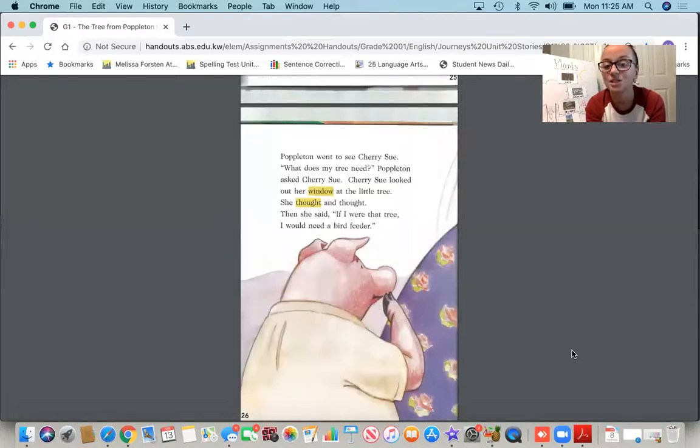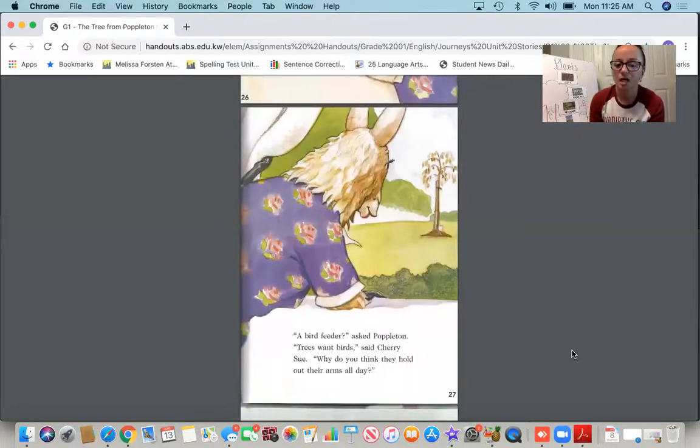Poppleton went to see Cherry Sue. "What does my tree need?" Poppleton asked Cherry Sue. Cherry Sue looked out her window at the little tree. She thought and thought. Then she said, "If I were that tree, I would need a bird feeder." "A bird feeder?" asked Poppleton. "Trees want birds," said Cherry Sue. "Why do you think they hold out their arms all day?"